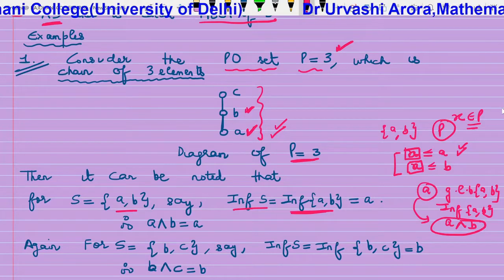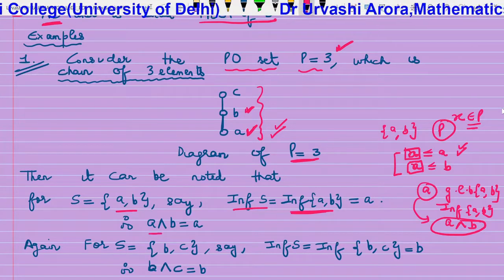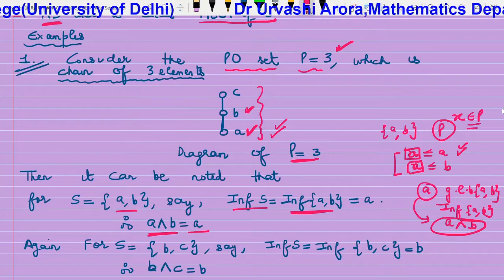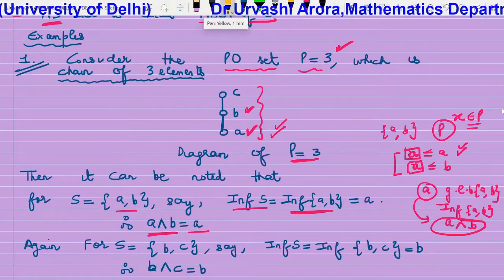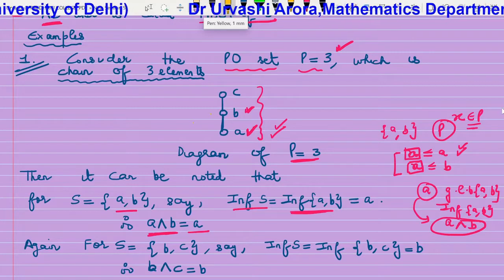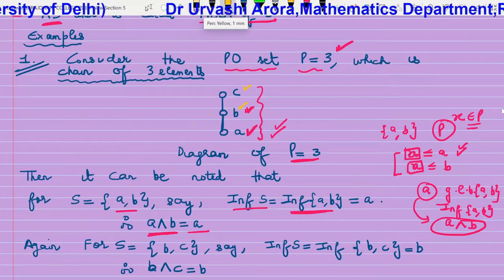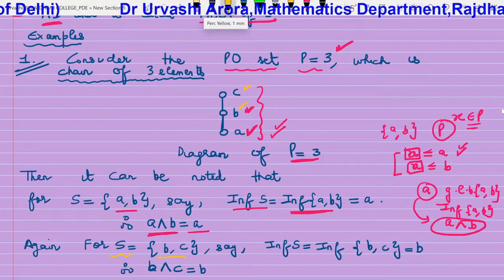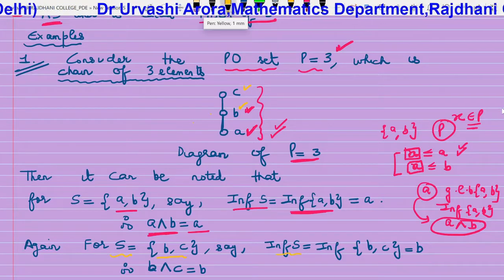So A is actually equal to the meet of A and B. So A meet B is A. Again, if we pick up the elements B and C, let's say I pick up B and C and try to find out the infimum of B and C. So S is the set of two elements B and C.